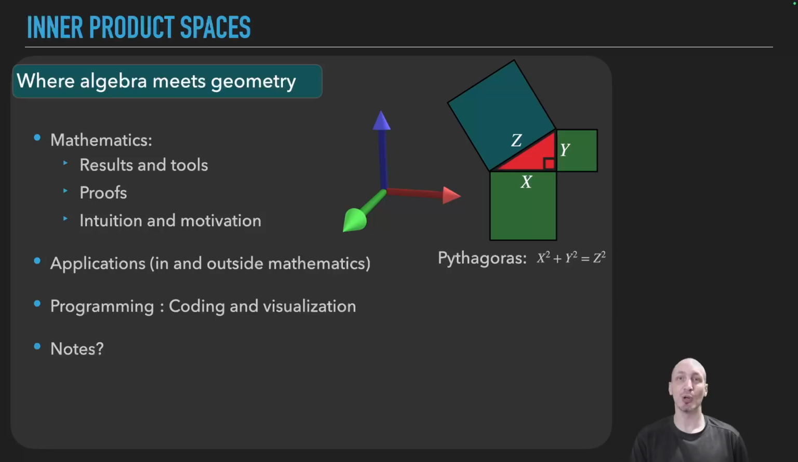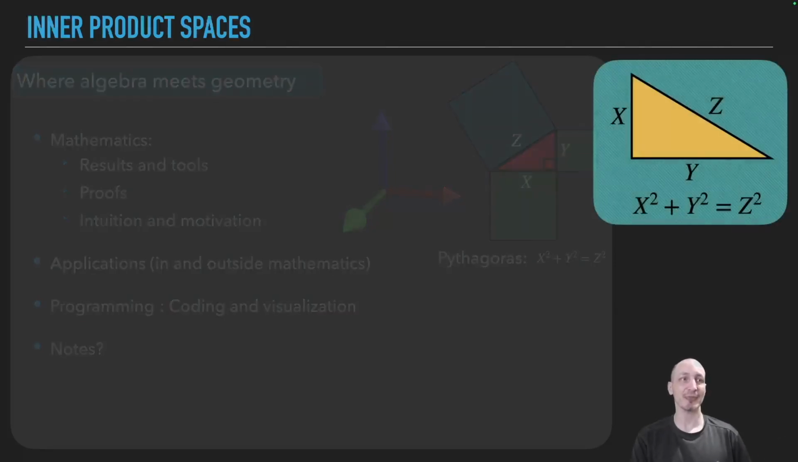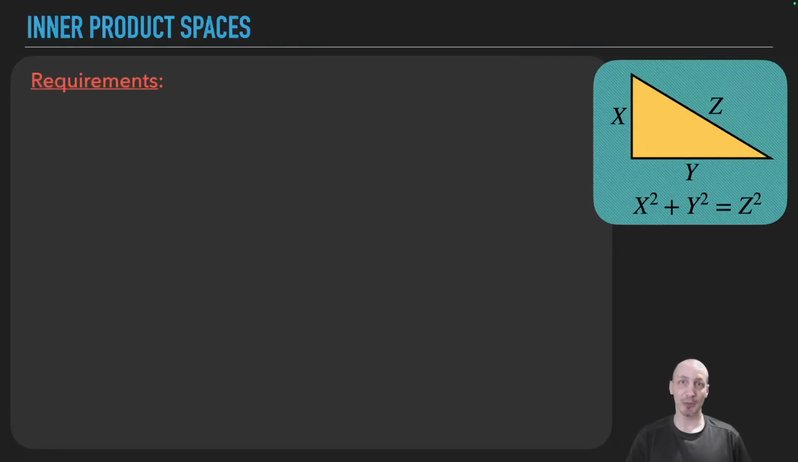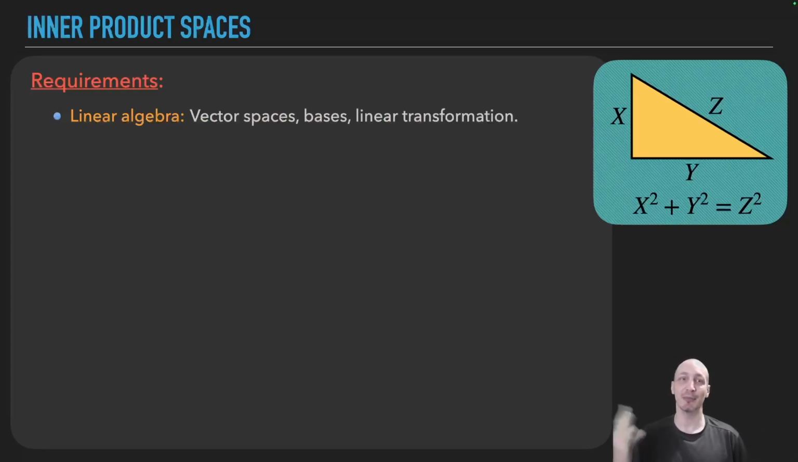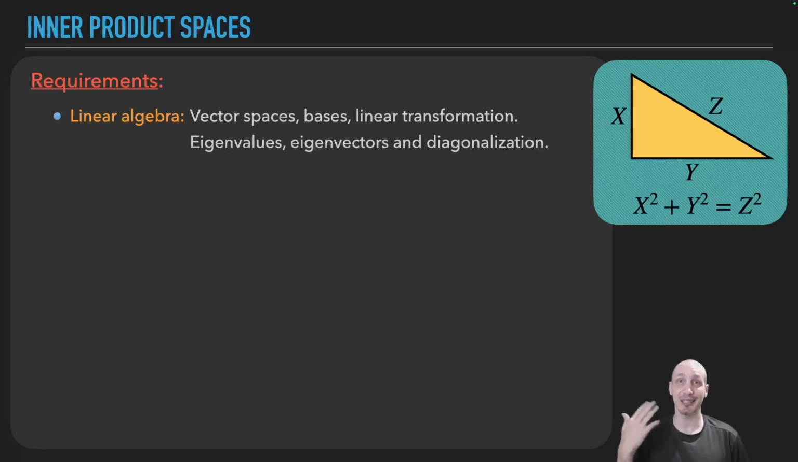Let's talk a little bit more about the actual material. So we start with the requirements for this sort of course. The first step is linear algebra. You cannot escape basic linear algebra. You need to know things like vector spaces, bases and linear transformations, and a little bit more advanced stuff like eigenvalues, eigenvectors and diagonalization. These are really, really important, and I will give lots of intuition about them. So you must know linear algebra. The geometry part, you only need to know a little bit.